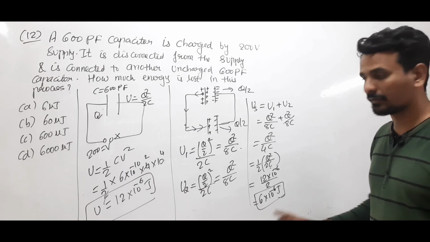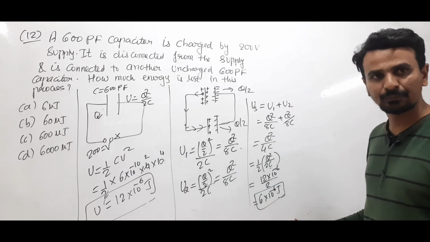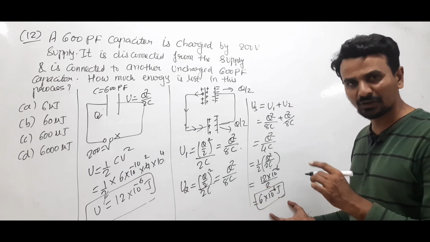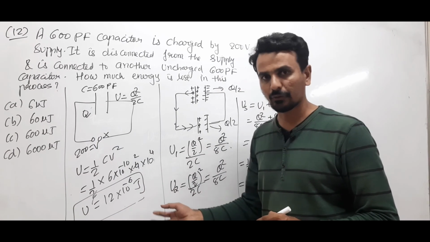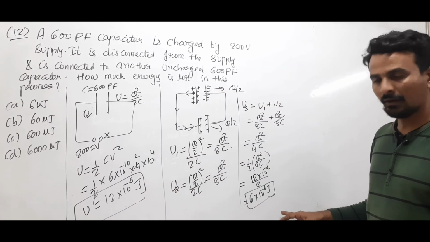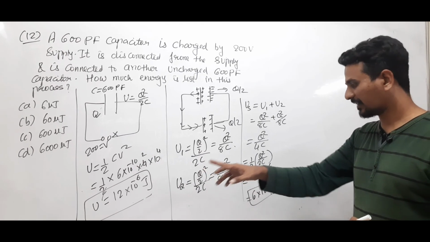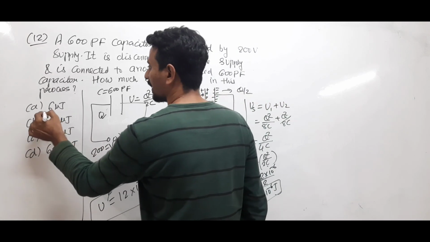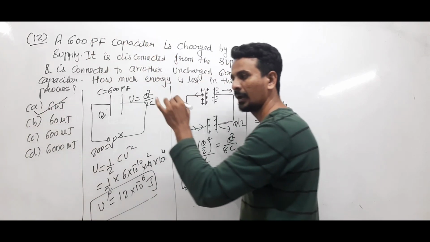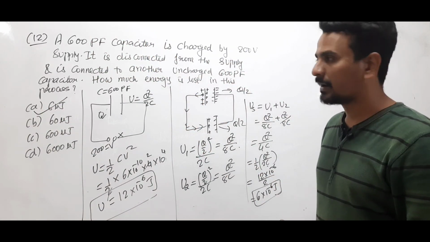So what will be the loss? This minus this. This was the initial or total energy, and this is the energy which both the capacitors are now having. So loss is 12 into 10 raised to minus 6 minus 6 into 10 raised to minus 6, which is 6 into 10 raised to minus 6, that is 6 microjoule. Clear? Clear? I don't think so.